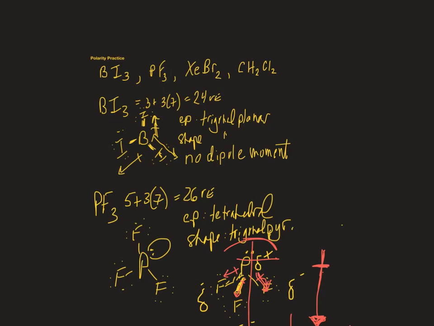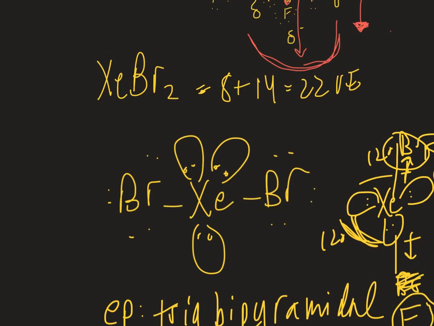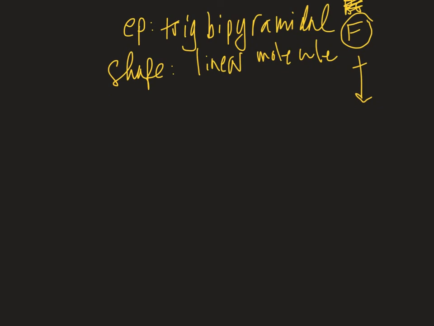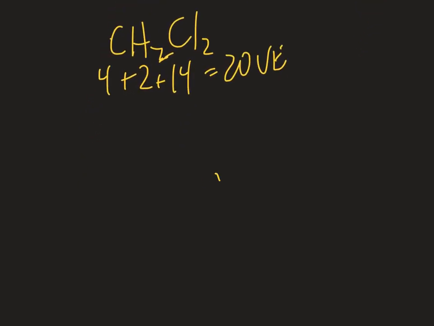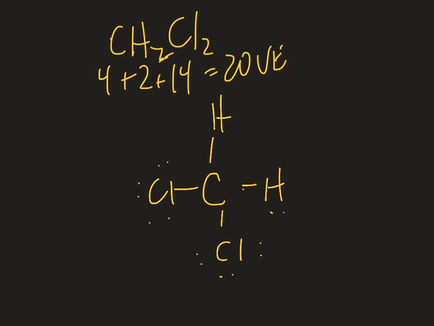Let's do our last example, CH2Cl2. That's called dichloromethane, CH2Cl2. So let's see, with 4 valence electrons plus 2 plus 14, we have 20 valence electrons. Okay, we put our least electronegative, the one that needs the most bonds, in the middle. H, H, Cl, C, O, 1, 2, 3, 4, 5, 6, 1, 2, 3, 4, 5, 6.